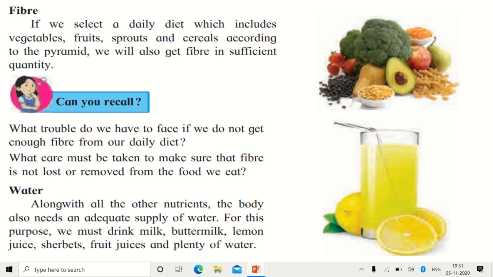Now the next topic, malnutrition and junk food, and all these we are going to discuss in the next lecture. So today we are stopping here.